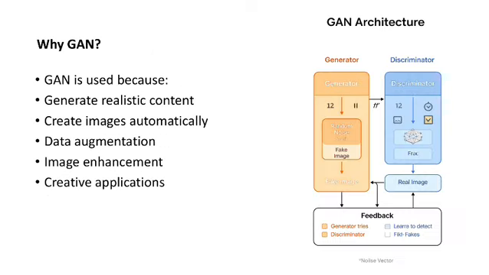And then, why GAN? GAN is important because it can automatically generate realistic content without manual effort. Traditional machine learning models mainly focus on prediction, but GAN focuses on creating new data. GANs are useful for generating human faces, artworks, animation, and realistic images. They are also used in data augmentation, image enhancement, gaming, entertainment, healthcare, and creative AI applications. Due to these advantages, GAN has become one of the most popular generative AI models.